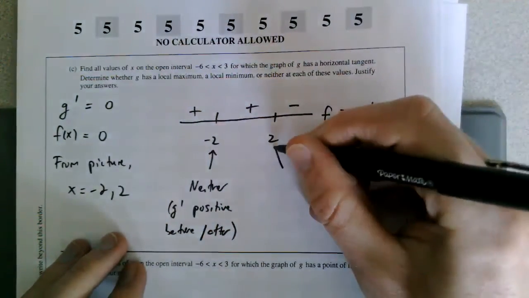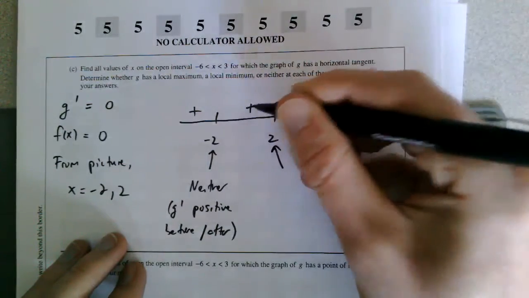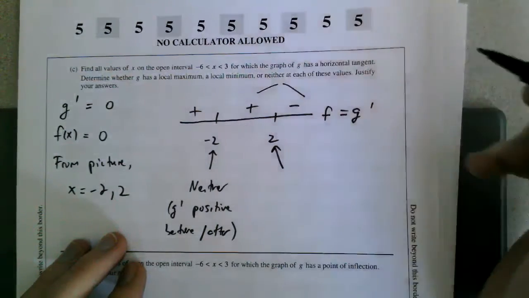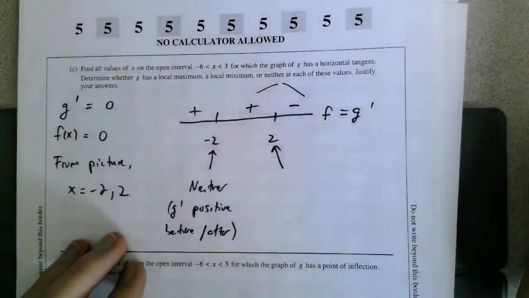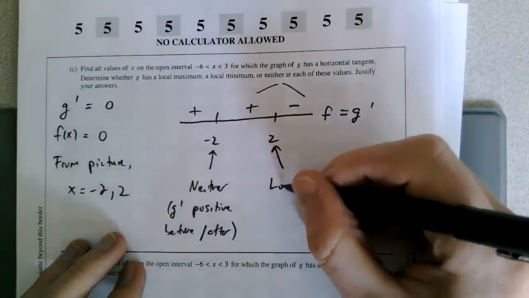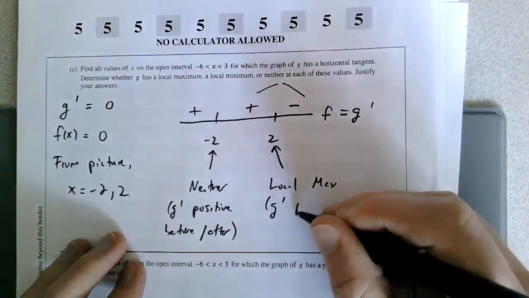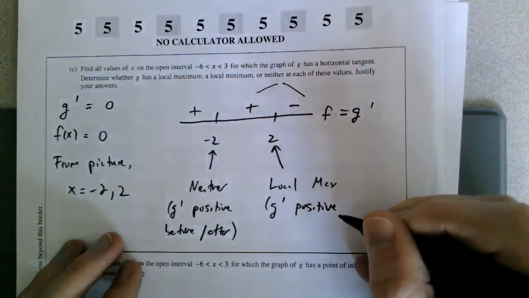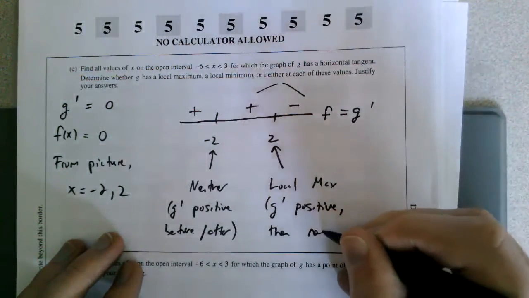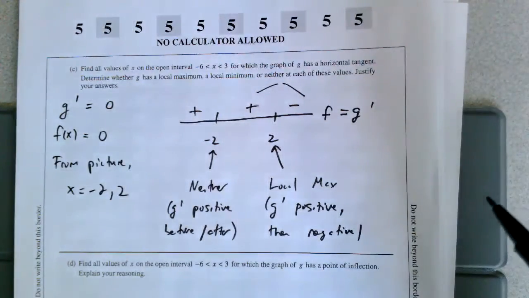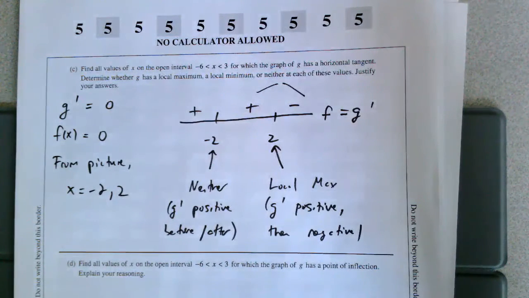On the other hand, at 2, g prime is positive and then negative. That means the original function g is increasing then decreasing, which means that you have a local maximum. That's happening because g prime is positive, then negative. So when they say justify your answers, this kind of thing is perfectly acceptable. You don't need to write an essay, full sentences are not really required, but just something to show that you understand why.